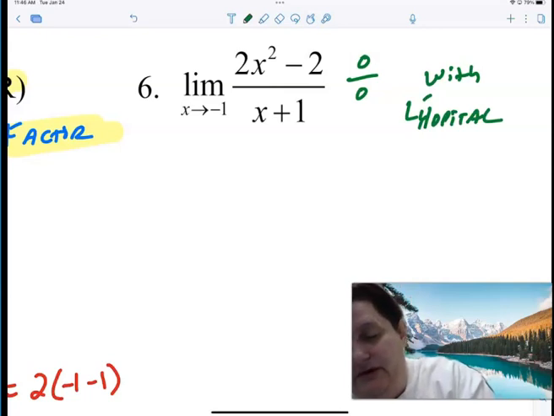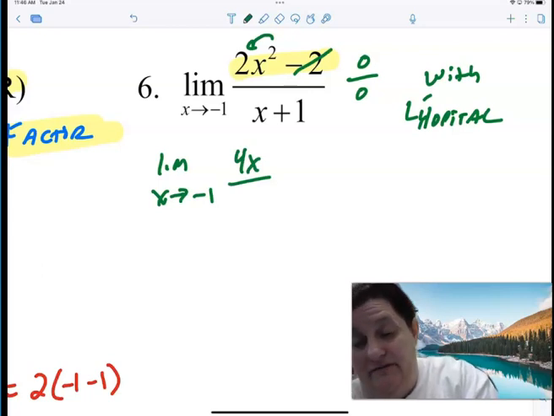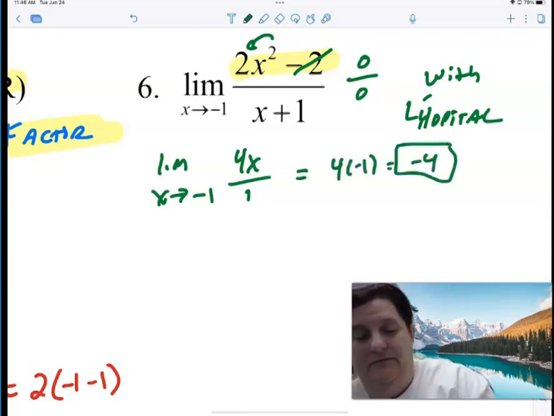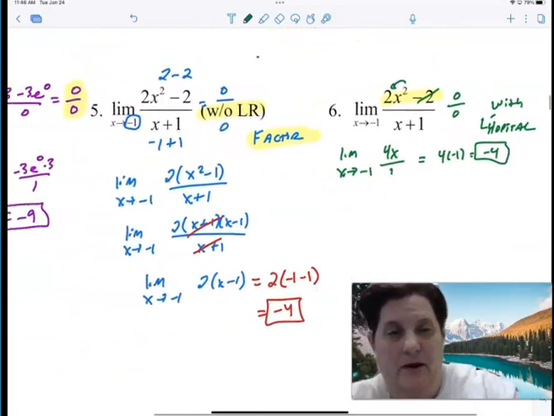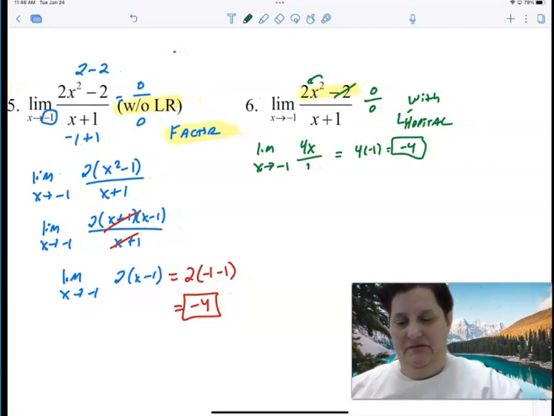And hopefully you get the same thing, okay? If I take the derivative of the top, that's 4x, and that goes away. If I take the derivative of the bottom, that's 1. And so now when I do direct substitution, it equals -4. And I got the same answer. All right, so it just gives us one more way to do limits by taking derivatives of the top and the bottom.